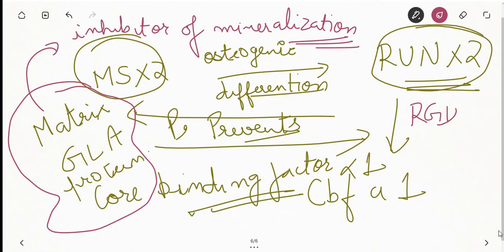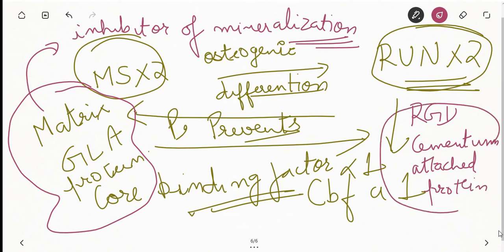Cementum attached protein, it is a collagen associated protein that plays a role in maintaining the unmineralized state of the periodontal ligament.